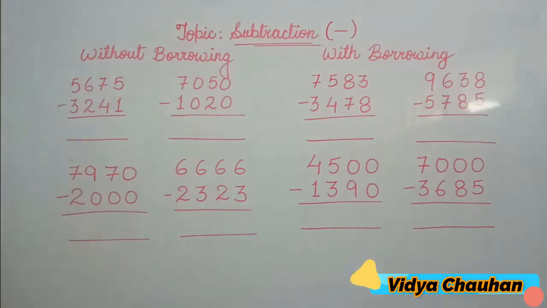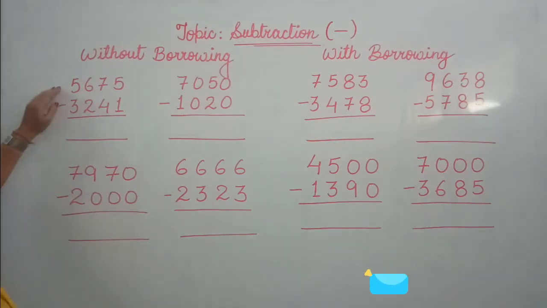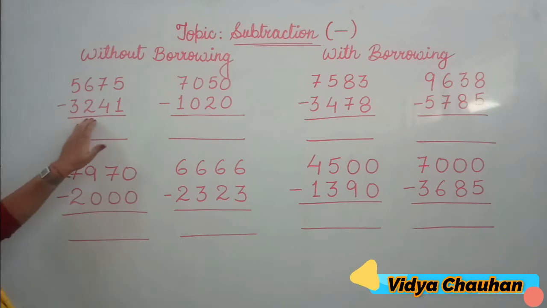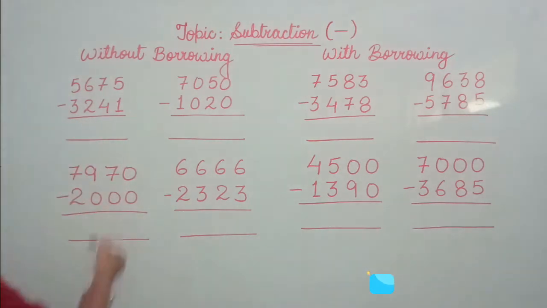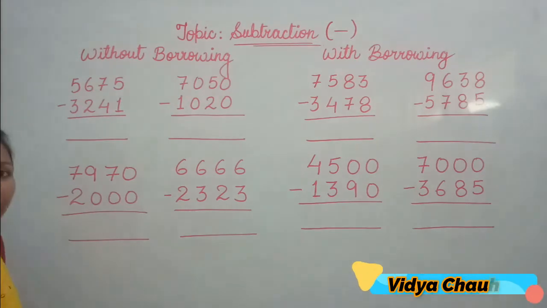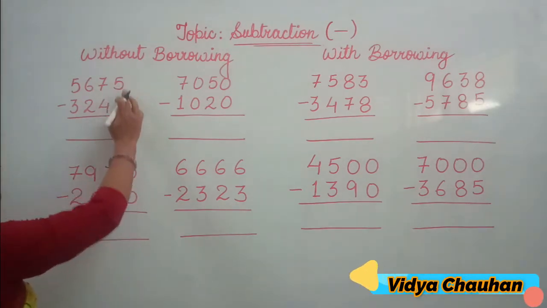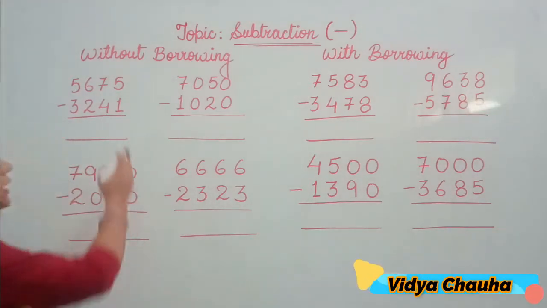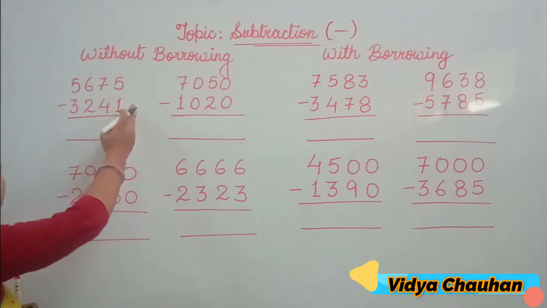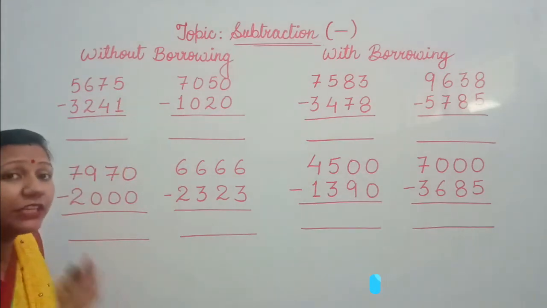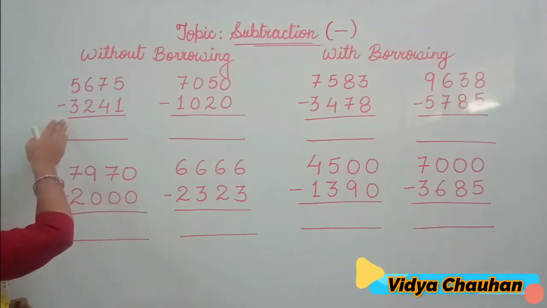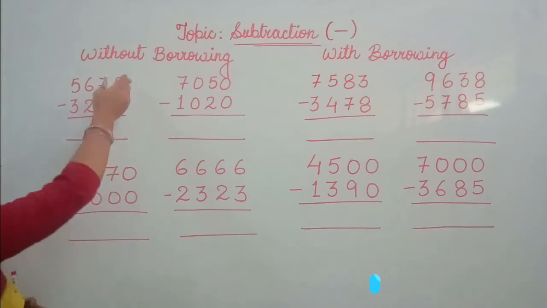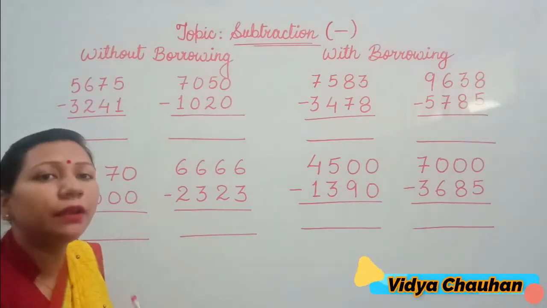First I have taken some questions from your book exercise. The first number is 5675 subtracted by 3241. So we have to subtract our second number from the first number. So subtraction here, 5 minus 1. Just like addition, we do the subtraction from the extreme right, that means the unit place. Never ever start your addition or subtraction from the left side, but always start performing these operations from the extreme right side.